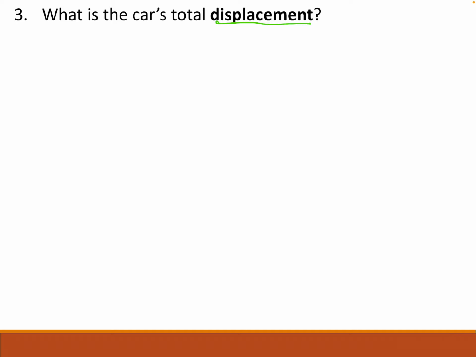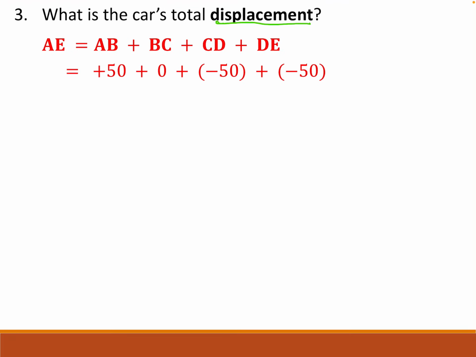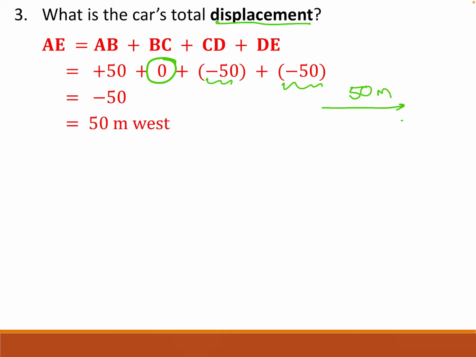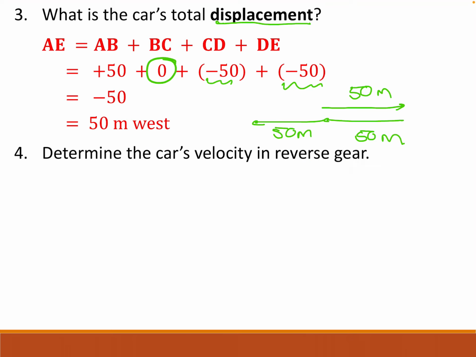Now they want the car's displacement. Now the positive and negative is important. So we're going to go plus 50 from A to B, 0 from B to C, then it changed direction. So it went minus 50 from C to D and minus 50 from D to E. It's minus 50. Minus 50 means that it's at 50 meters west. Again, remember what I said: 50 meters east, then it went 50 meters west to get to its starting point, and then we went 50 meters beyond that, which was west.